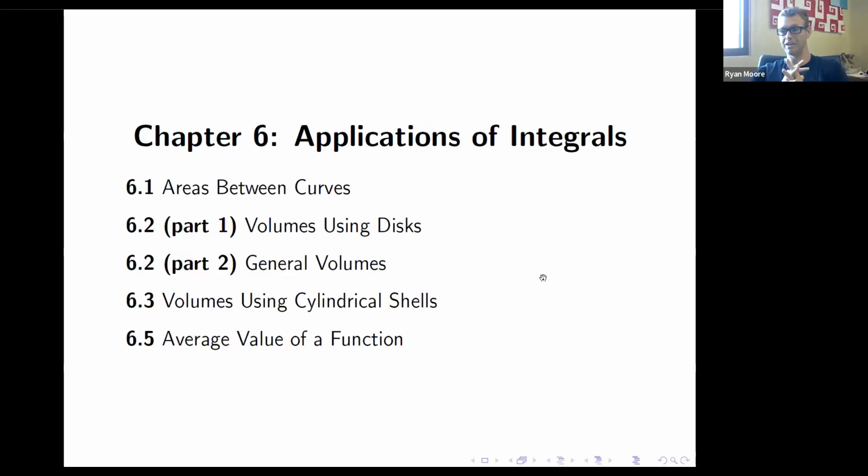Everybody, we've got a fun section looking at volumes. Sounds intimidating. There's going to be quite a bit of theory before we get to a bunch of examples. So 6.2 part 1, volumes using disks. Let's check it out.